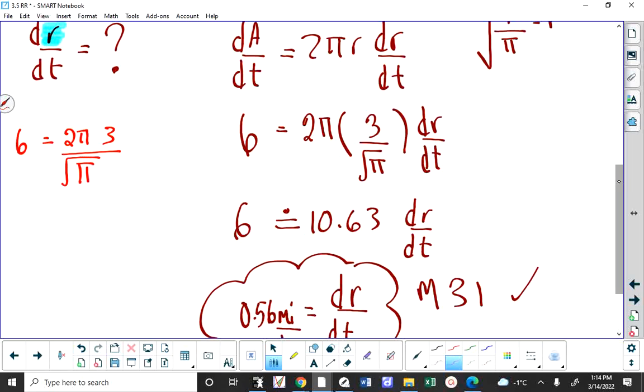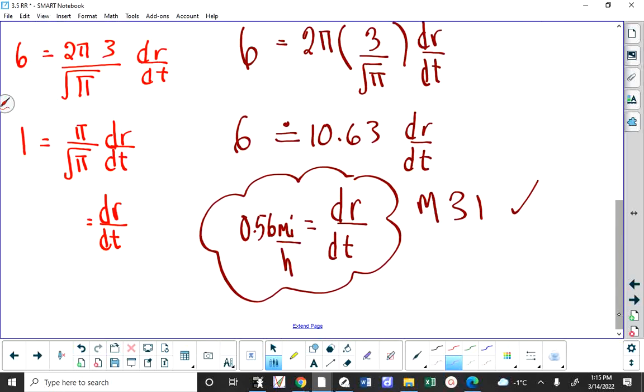With something like this, if I have 6 equals 2 pi times 3 over root pi, times my dr/dt, I shouldn't leave that out. 2 times 3 is 6, and I have 6 on the left and 6 on the right. So if I divide both sides by 6, I'm left with 1 equals pi over root pi dr/dt. Well, to get dr/dt by itself, this is not a difficult thing. I don't want it to detract from what we're really worried about here, which is the calculus. I'm going to multiply both sides by root pi and divide both sides by pi.